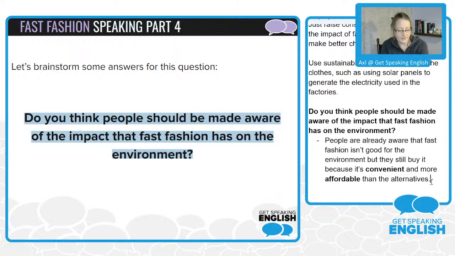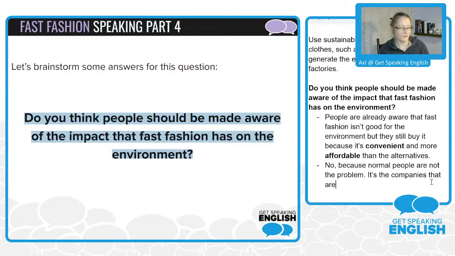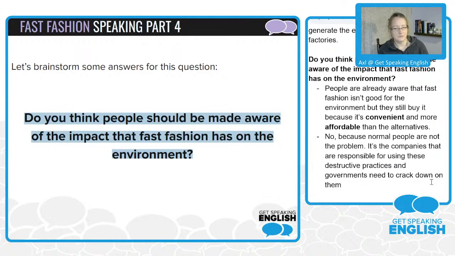Or two, right? Like, no, because everyday normal people are not the problem, it's the companies that are responsible for using these destructive practices, right? And maybe governments need to crack down on them or something. I don't know. What do you think?